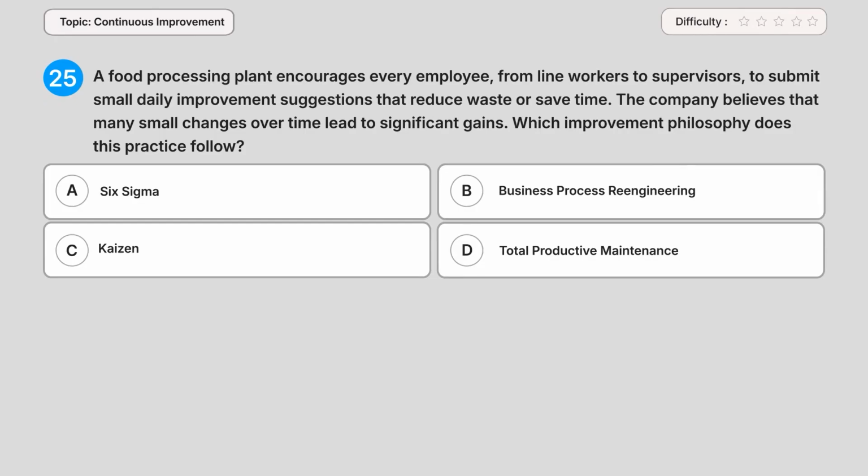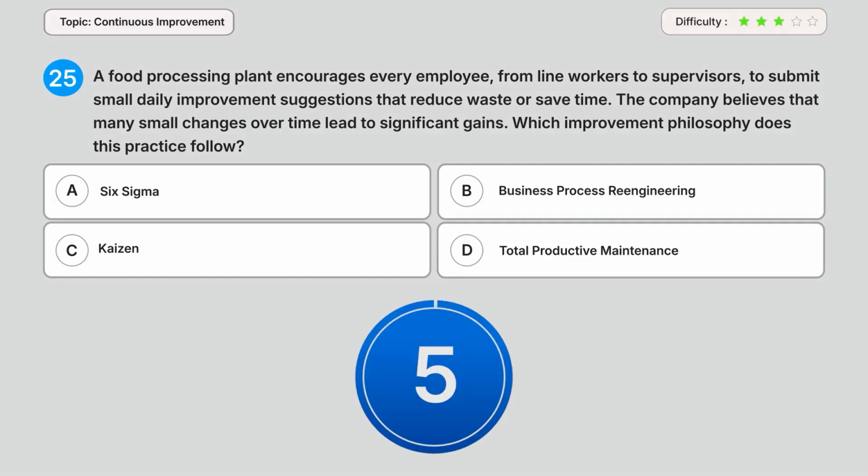25. A food processing plant encourages every employee, from line workers to supervisors, to submit small daily improvement suggestions that reduce waste or save time. The company believes that many small changes over time lead to significant gains. Which improvement philosophy does this practice follow? A. Six Sigma. B. Business process re-engineering. C. Kaizen. D. Total productive maintenance. Do you know the answer?